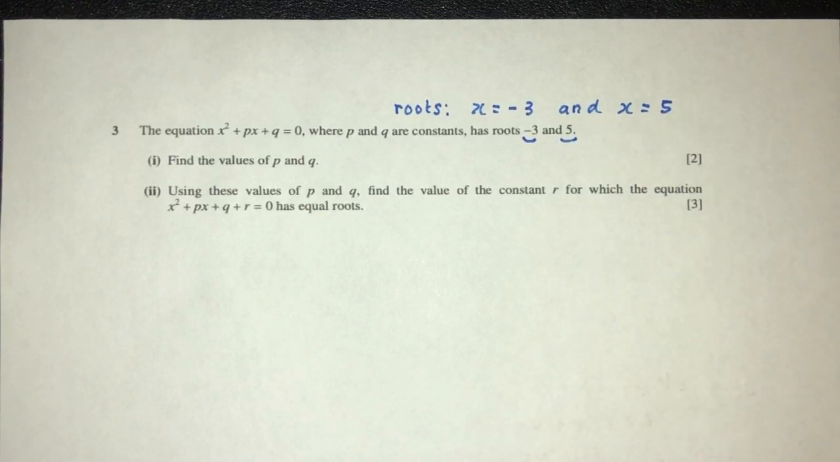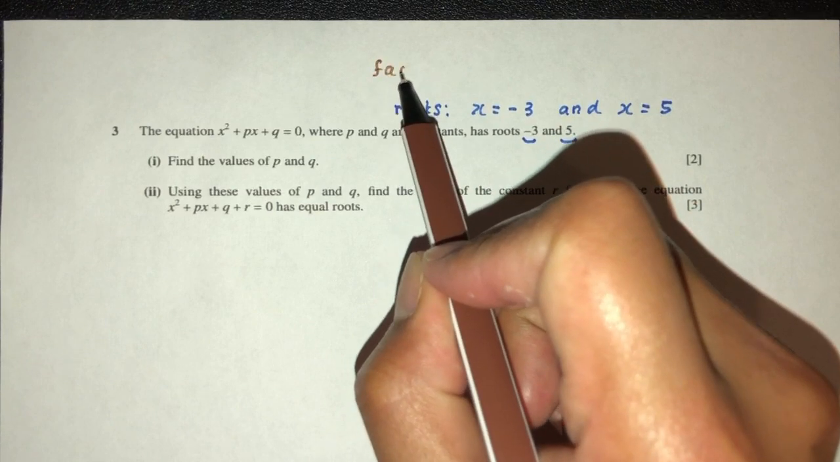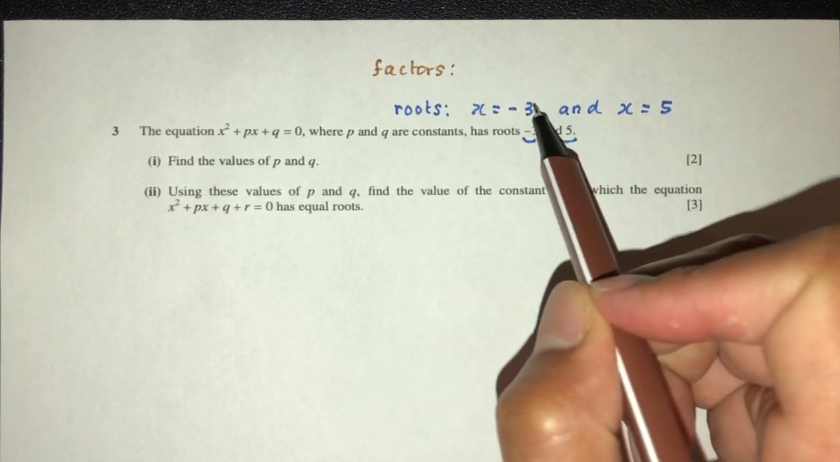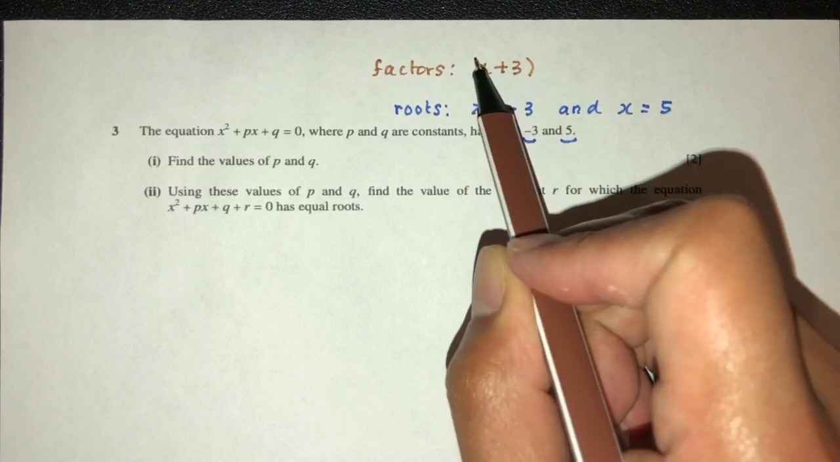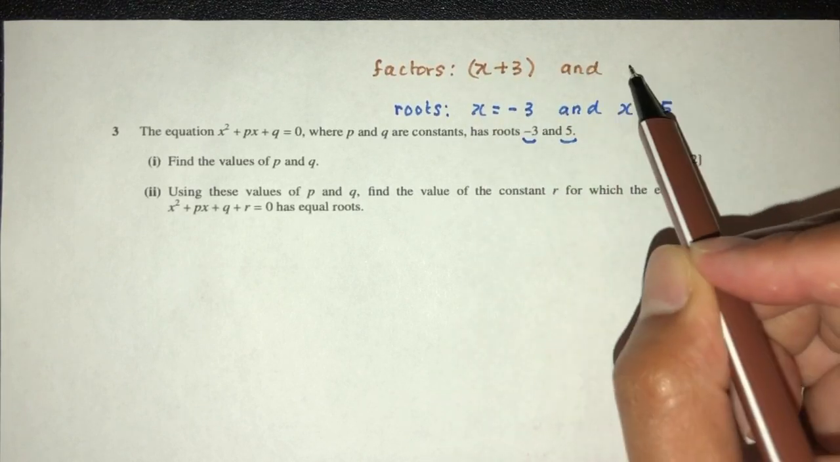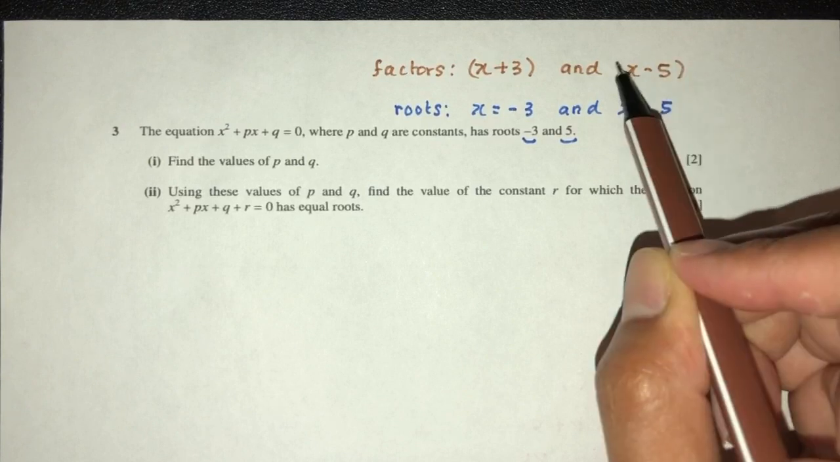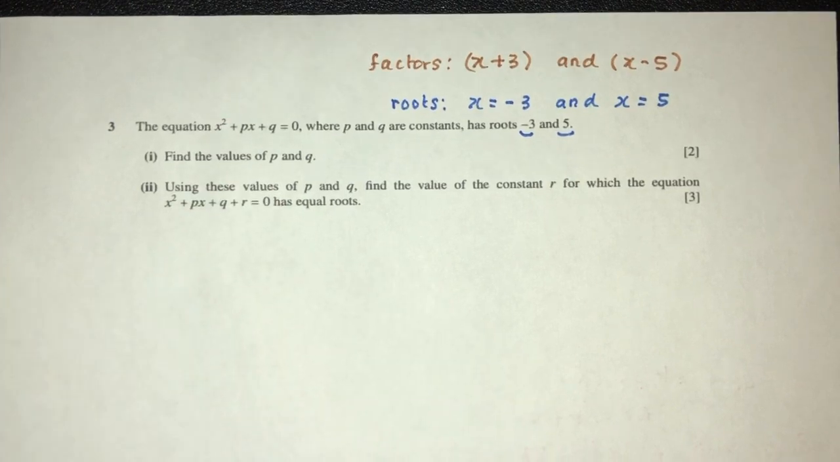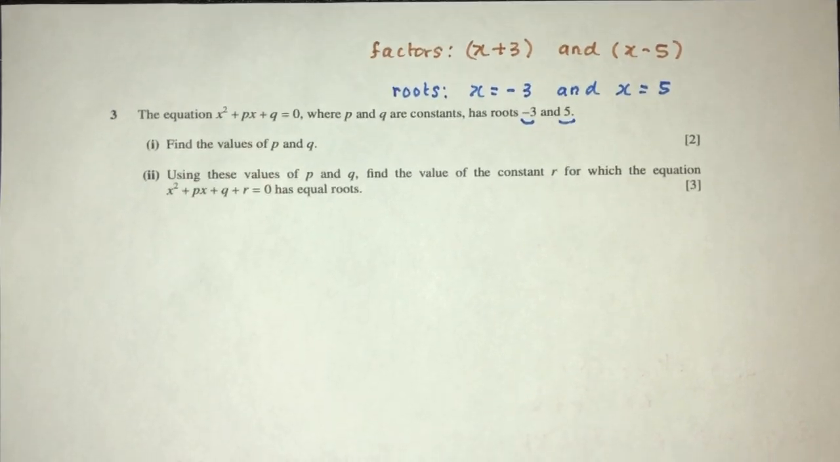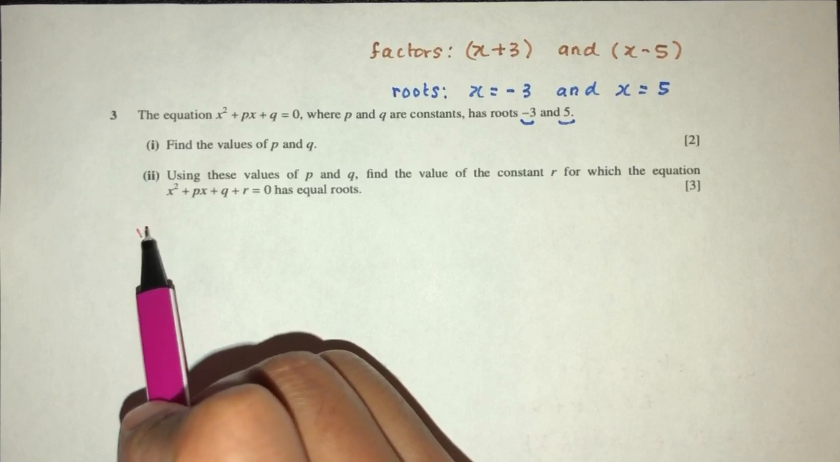Pretty easy. To find the factors from the roots, we just send this one over here. That will be x plus 3 and x minus 5 will be the factors. Now when you have the factors, you can obviously find the equation of the curve that is given to you here. So we just have to know the equation, or we can call this y for now.